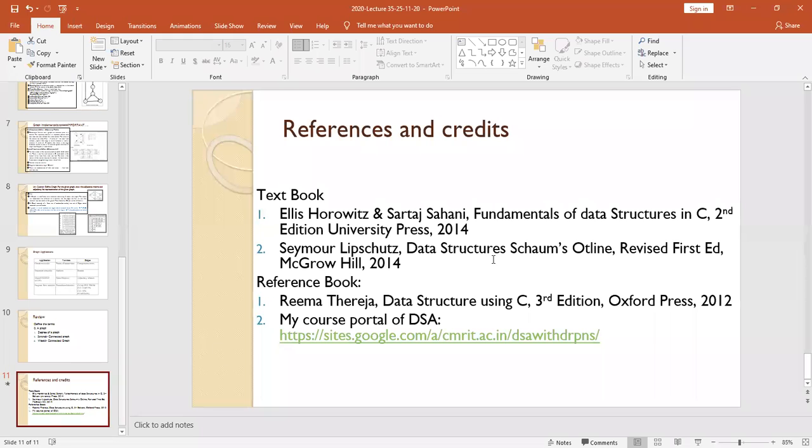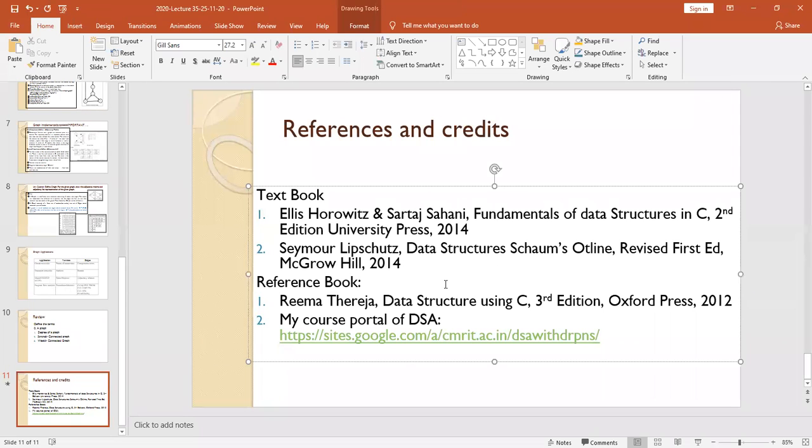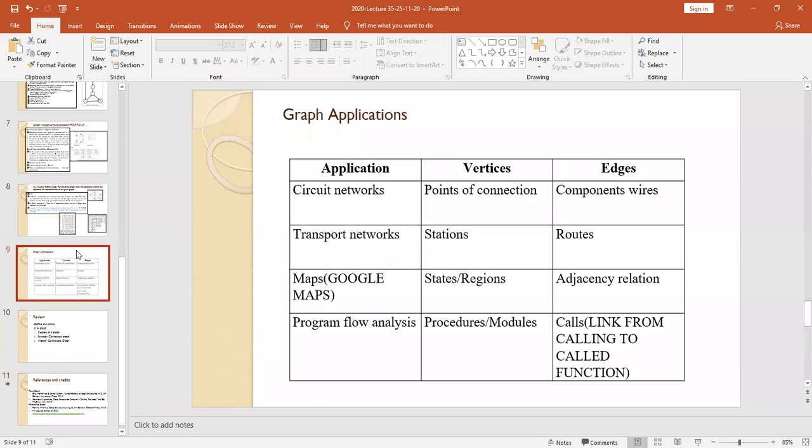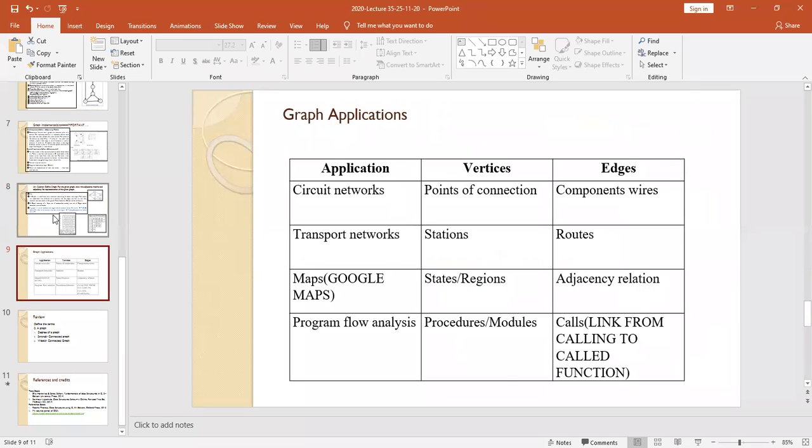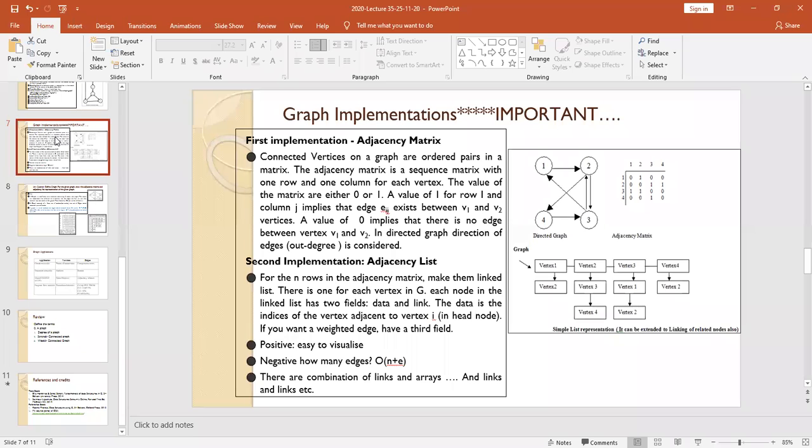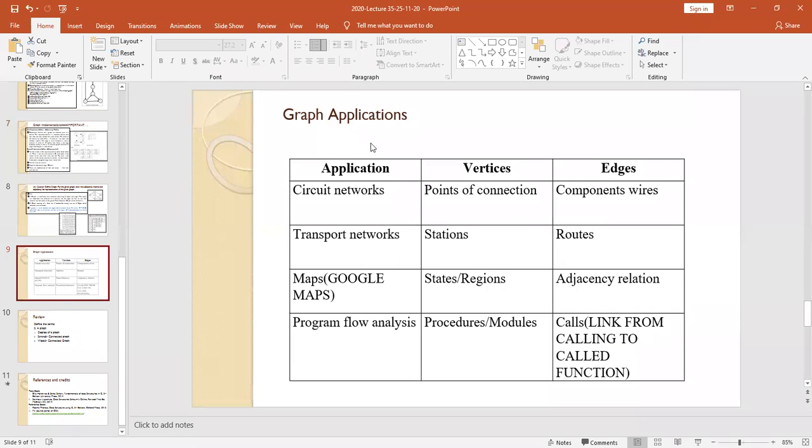Next you go to a set of references. These are the references we have seen and you can refer to them. So this is up to this particular lecture on graph implementation and applications. We saw how to implement the graph, one using an adjacency matrix and the other using an adjacency list, and finally we covered the graph applications.